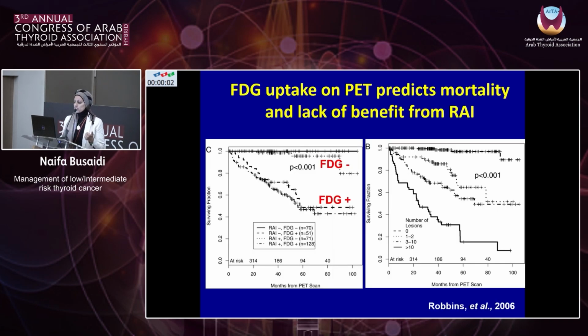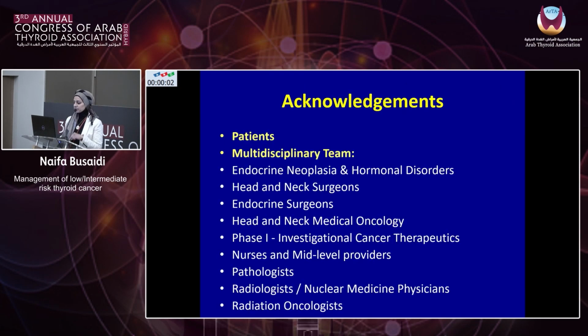This is an older study that showed patients who had FDG positive disease had lower overall survival than those whose thyroid cancer was FDG negative. And the more lesions one had that were FDG positive, the lower the survival, right? So PET scan can be used for prognostic information, but in the right patient.